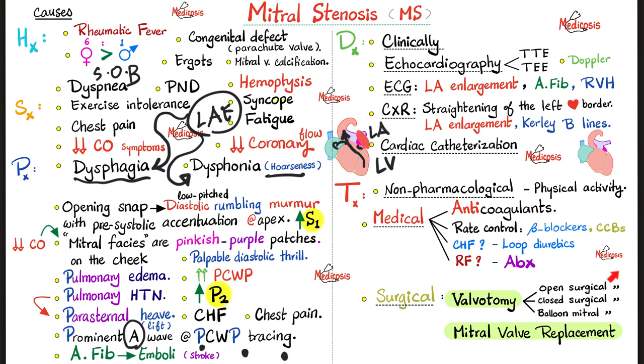We have open surgical valvotomy, closed surgical valvotomy, and balloon mitral valvotomy. If you want to replace the valve, you can replace it with a tissue valve from another animal such as a pig or a mechanical valve, which is made of mostly metal. And if you have a metallic mechanical valve in your chest, I can actually know it just by listening to your chest because I will hear the metals slapping against one another.